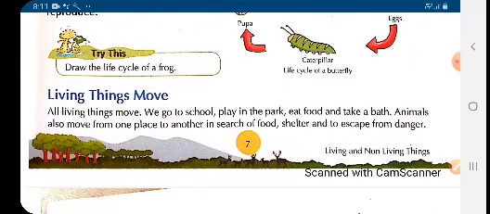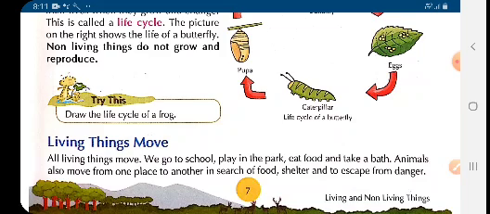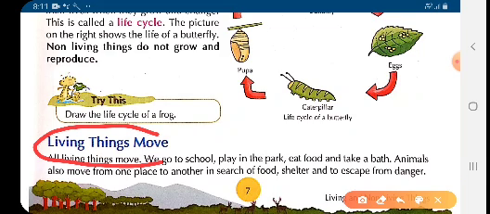Now children, non-living things do not show growth and reproduction, or they do not grow or reproduce. Here, living things, the next characteristic is that living things also move. All living things move. As we know children, we go to school, we go to the market, or we go to different places for playing or for some other work, but different animals move from one place to another in search of food.